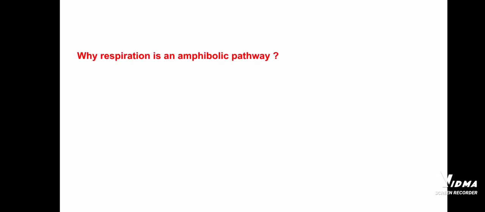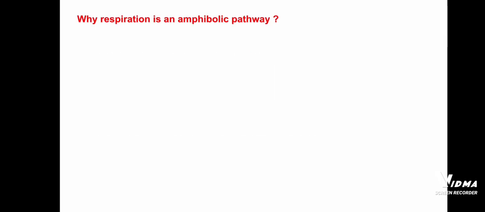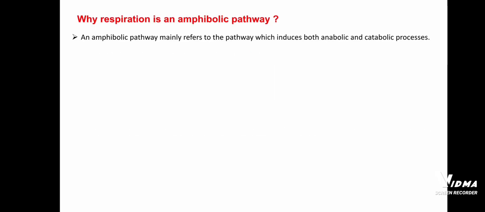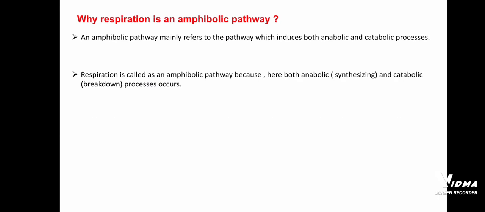Second, why is respiration an amphibolic pathway? Before starting this, we have to understand what amphibolic means. Amphibolic means that if in a reaction both catabolic and anabolic processes occur, then that reaction is amphibolic. Anabolic means some synthesis happens, and catabolic means some breakdown happens. In respiration both anabolic and catabolic processes occur. That's why respiration is called an amphibolic pathway.